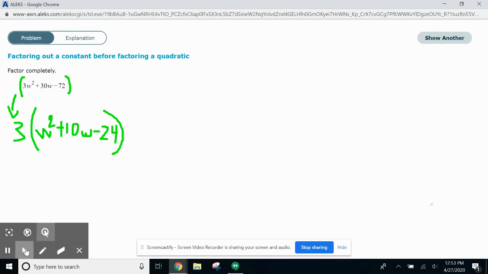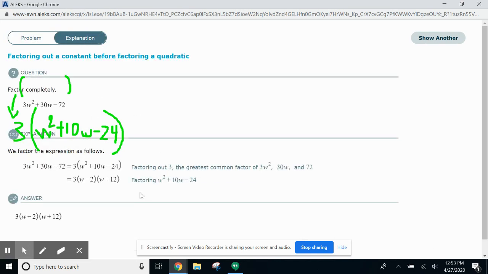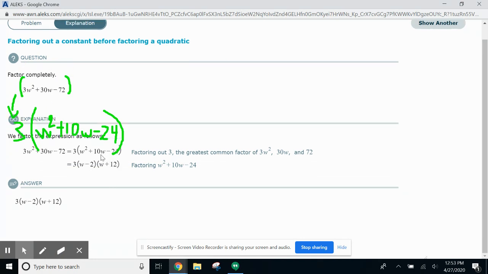But still, mathematically, we'll do the same thing. If I look at my explanation, they did the same thing. They took that 3 out, got what we got, and then they kept factoring here. And just like me, they didn't show all those other steps because they don't want to hear my voice over and over again. And so now at the end, we have that 3 out front of our 2 factors.